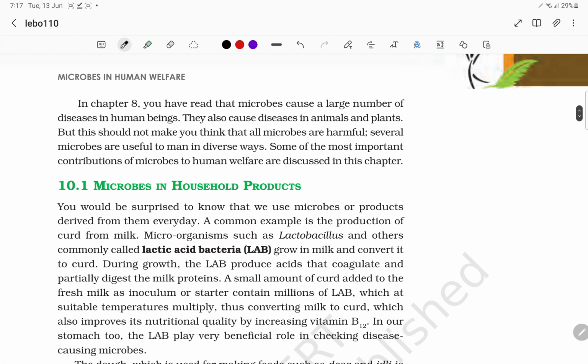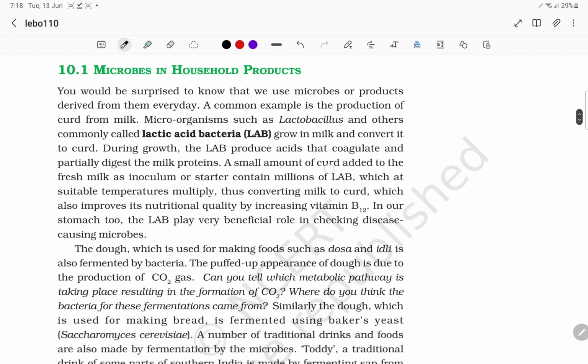In this chapter, you will read that microbes cause a large number of diseases in human beings, in human health and disease. We have seen the bacterial, viral, protozoal, and helminth diseases. There are also diseases in animals and plants, but this should not make you think that all microbes are harmful. Several microbes are useful to man in diverse ways. Some of the most important contributions of microbes to human welfare are discussed in this chapter.